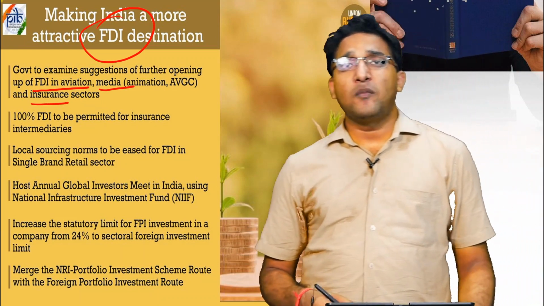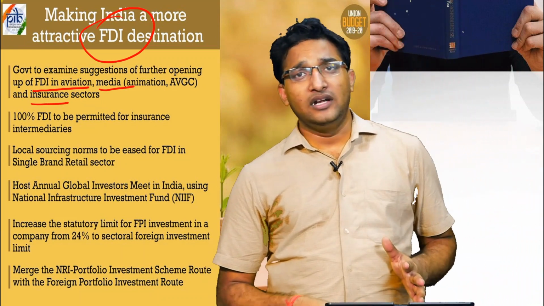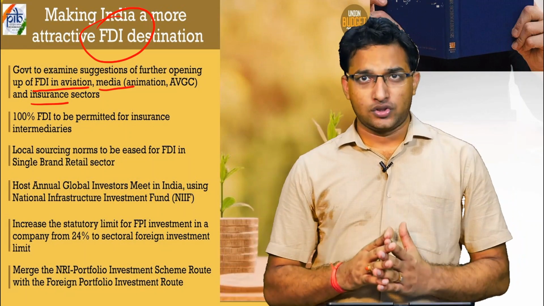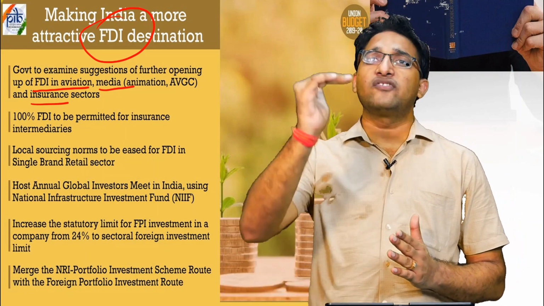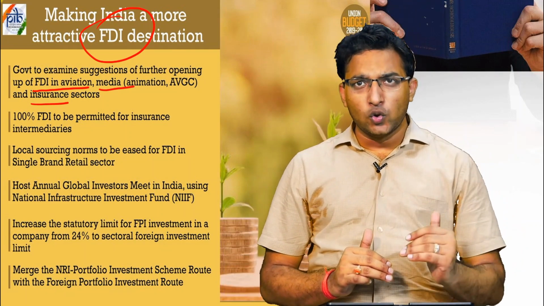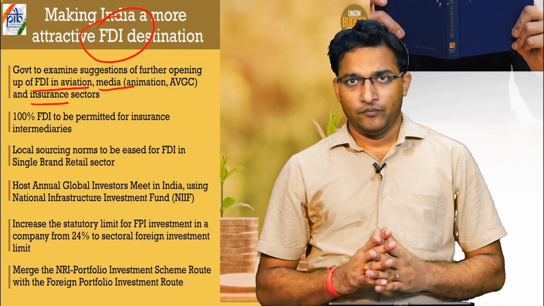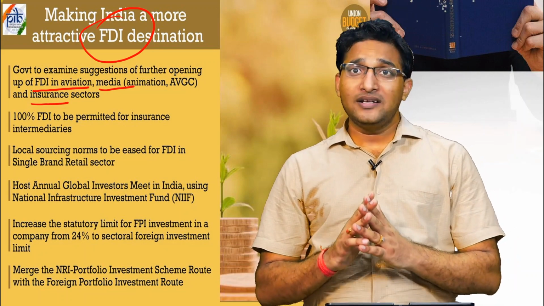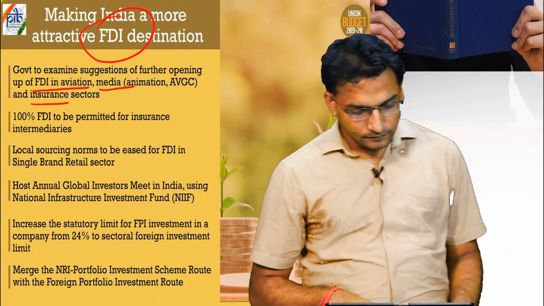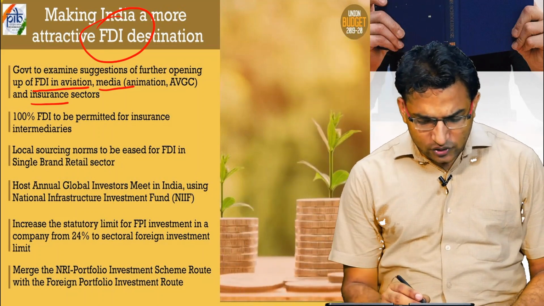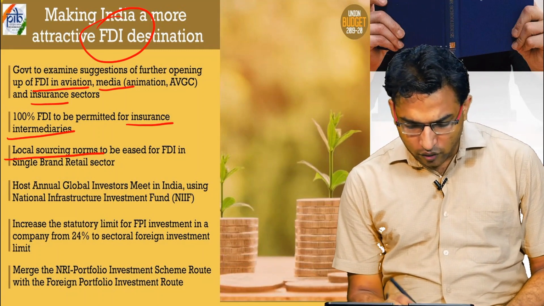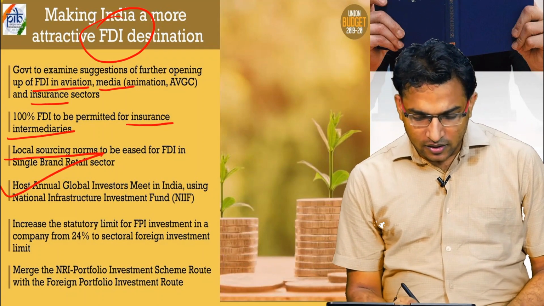So friends, FDI reforms were undertaken in 2017. In 2017, the consolidated FDI policy was introduced, under which the sectoral limits were improved and the automatic approval route was enhanced. Now the government is further coming up with more reforms in the FDI sector. 100% FDI to be permitted for insurance intermediaries. Local sourcing norms we have already discussed, and this is important.